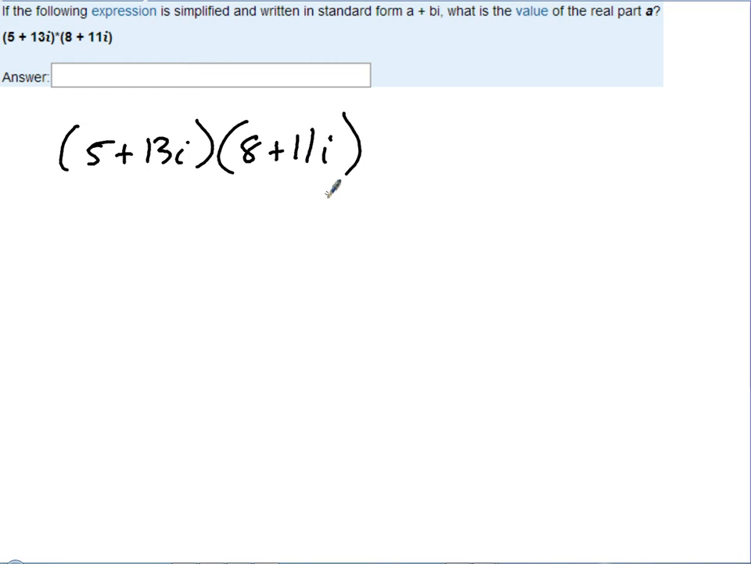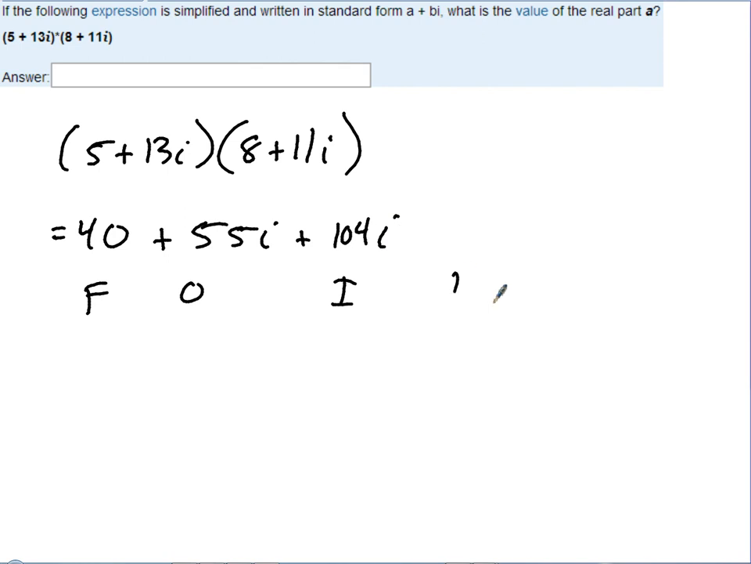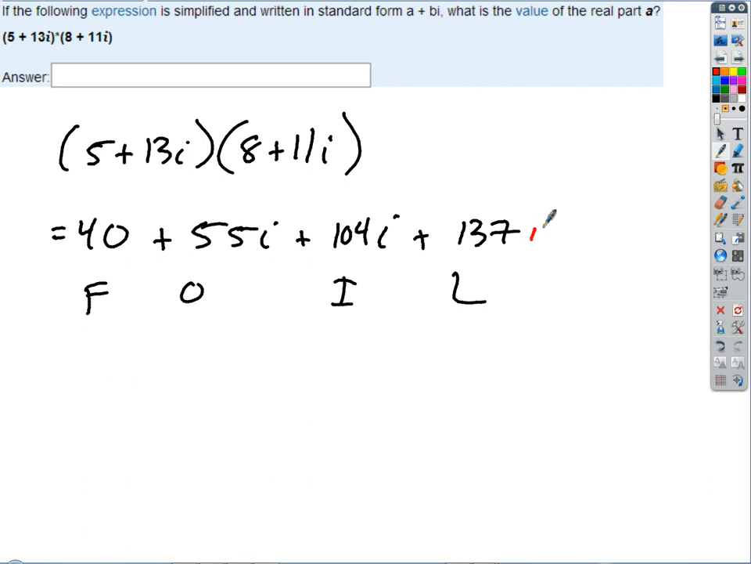What do we do when we're multiplying complex numbers? Distribute. So we're going to FOIL it out. We get 5 times 8 is 40. Outside gives me 5 times 11i, 55i. Then the inside, 8 times 13, which is 104i. And for the last, 13i times 11i, which is 121, plus 26, so that's 137 i squared.